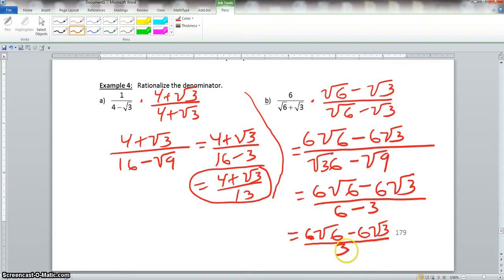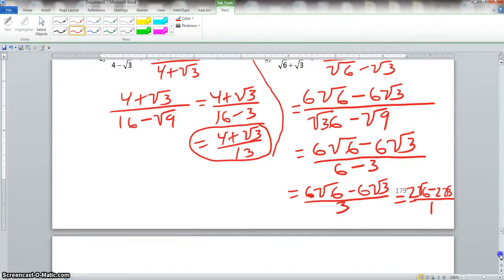Now, if you notice here, this 3, if we look at the numbers that are multiplied to the radicals, we have 6 and 6, and 3 goes into both of these. So we could divide all 3 of these values by 3. If we divide this 6 by 3, this will give us 2, and that'll be square root 6 minus 3 goes into 6 twice, 2 square root 3. And this will be all over 1, because remember, we're dividing each one of these by 3.